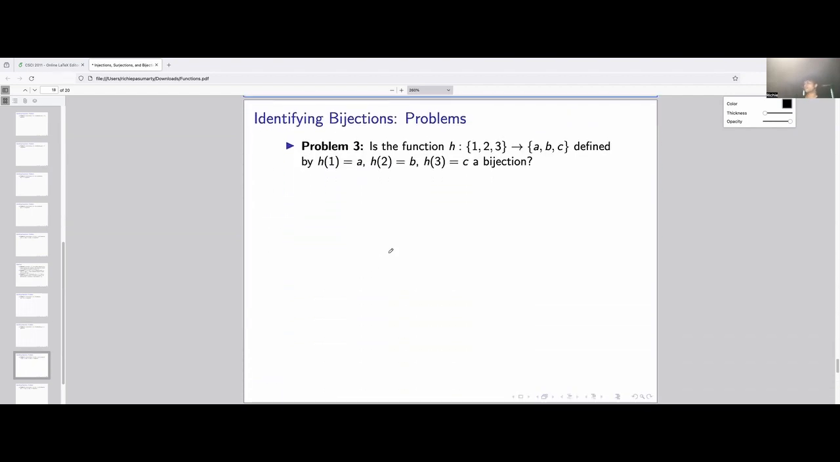All right, this one right here, is this a bijection? Well, yeah, we talked about this example or a very similar one. So this is a bijection. It's 1-to-1 and it's onto.